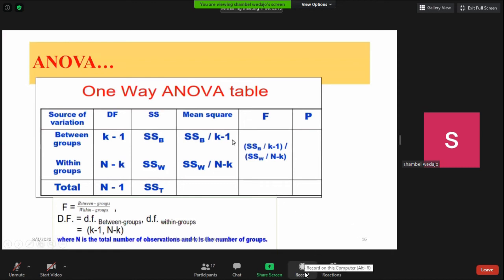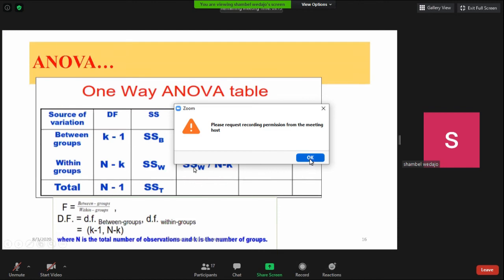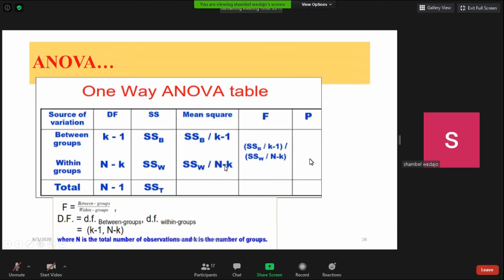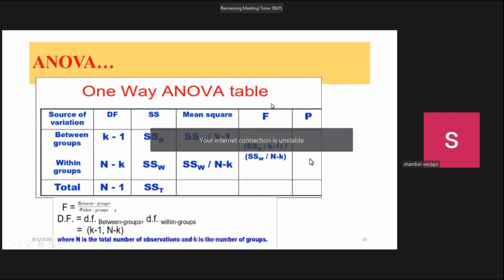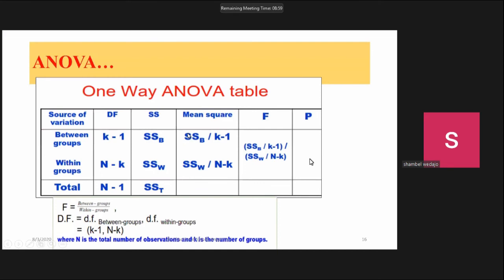Sum square within divided by n minus k degrees of freedom. ANOVA, as we said earlier, is called the F test. So the F test equals between variation divided by within variation. The F test, or Fisher test, compares the between variation with the within variation.